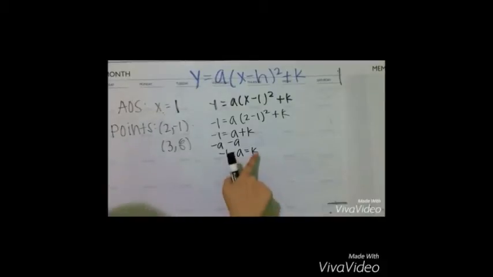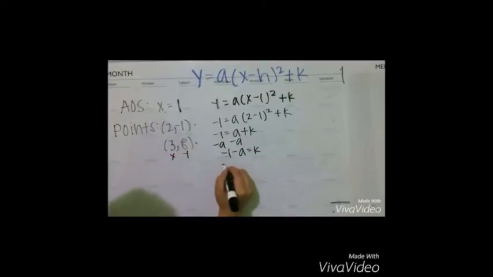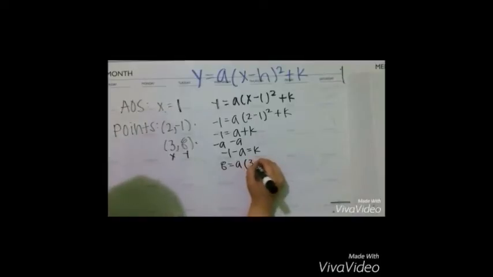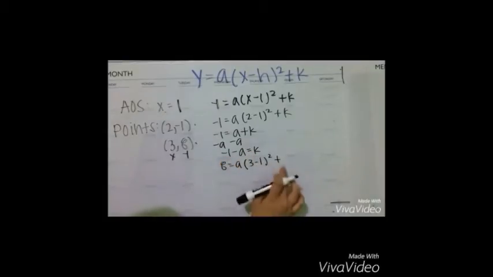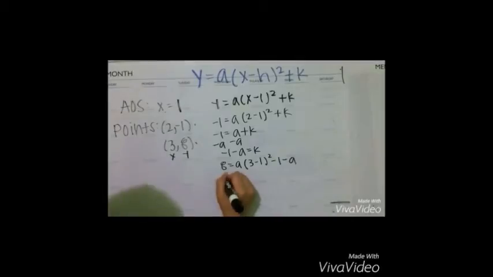And now since we found k, we have to find a. Since we already used the first point, we're going to use this point. So this is x and y, so 8 would be y. So 8 equals a times (3 minus 1) squared plus k. Since k is -1 minus a, it wouldn't be a plus sign, it would be a minus sign because it's a -1. So you just solve for this.